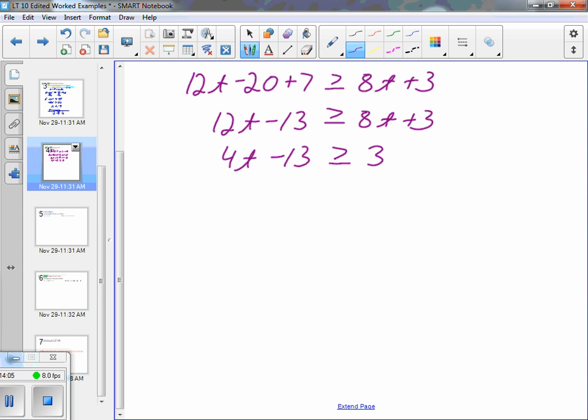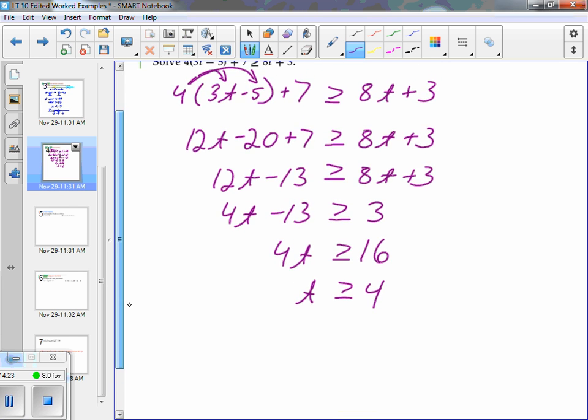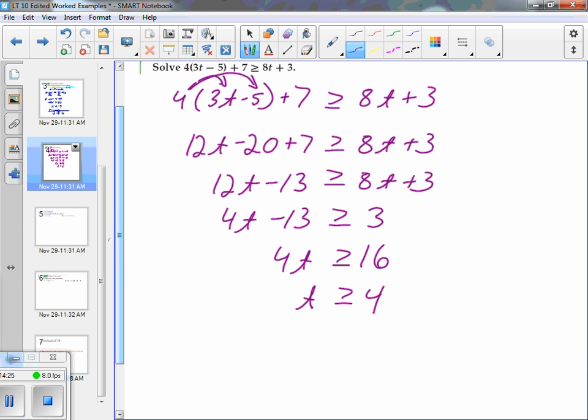Do I need to subtract 13 or add 13? Add. So 4t is greater than or equal to 16. Divide both sides by 4. How many times did I flip my inequality sign during this problem? Never. 0.